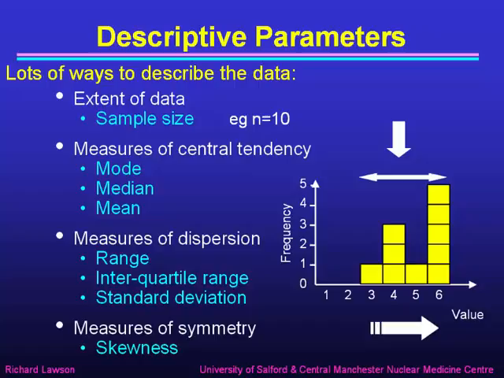I won't actually be saying anything more about skewness in these talks, but in the next part of this lecture we'll talk about measures of central tendency, and in the one after that we'll talk about measures of dispersion. So that's the end of the second part of this talk.